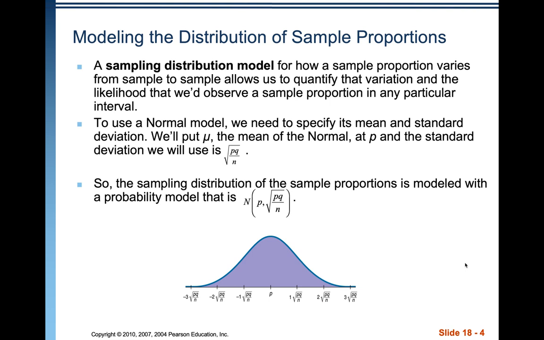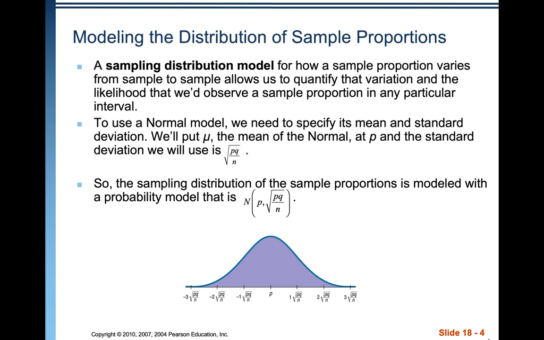To use a normal model, we need to specify two things: the mean and the standard deviation. So the mean of the sampling distribution model will be P, which is the proportion of the original distribution. And we will use the standard deviation of the square root of P times Q over N. Remember, Q is 1 minus P.